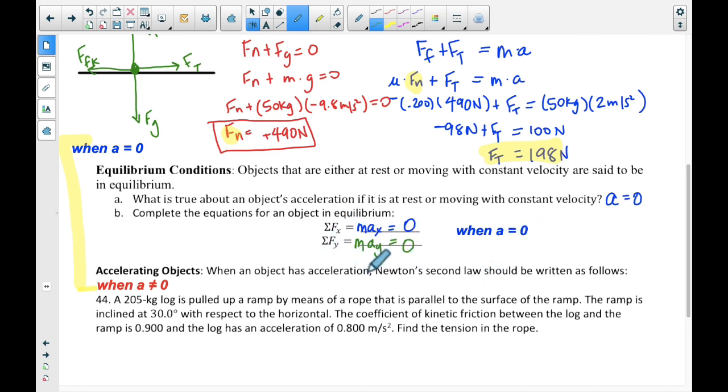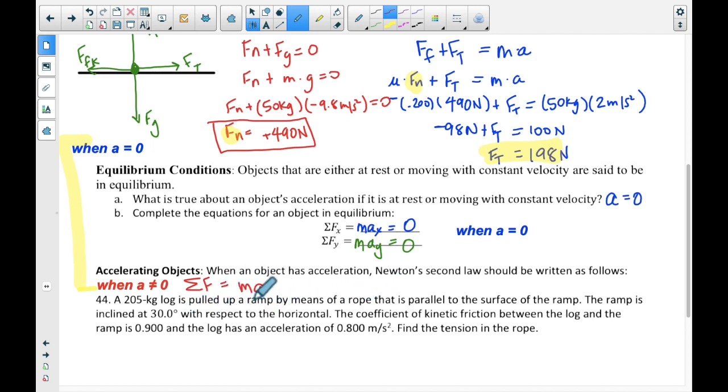So we use these equations, which we have been using frequently, whenever there is constant velocity or the object is at rest. Well, what if it's not? What if there is acceleration? Well, when there is acceleration, then we use just a slightly different equation. We say that the sum of the forces is equal to mass times acceleration.